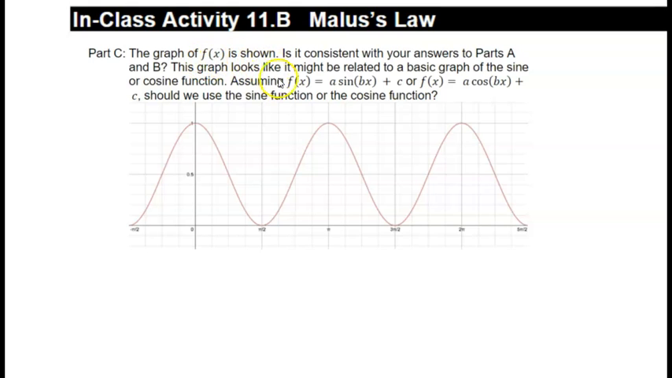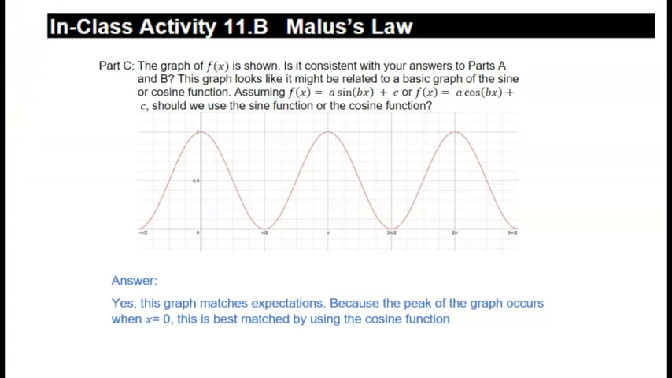The graph of f of x is shown. Is it consistent with the answers to parts A and B? This graph looks like it might be related to a basic graph of the sine or cosine function. Assuming f of x is equal to a sine bx plus c, or f of x equals a cosine bx plus c, should we use the sine function or the cosine function? I want you to pause this video, think about this question, and prepare a solution, and we will discuss it together.